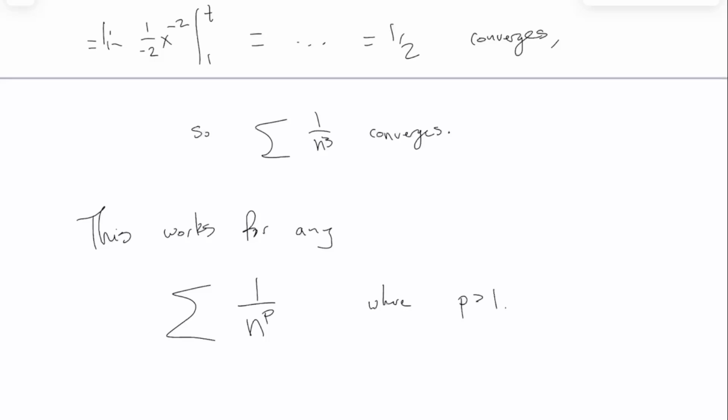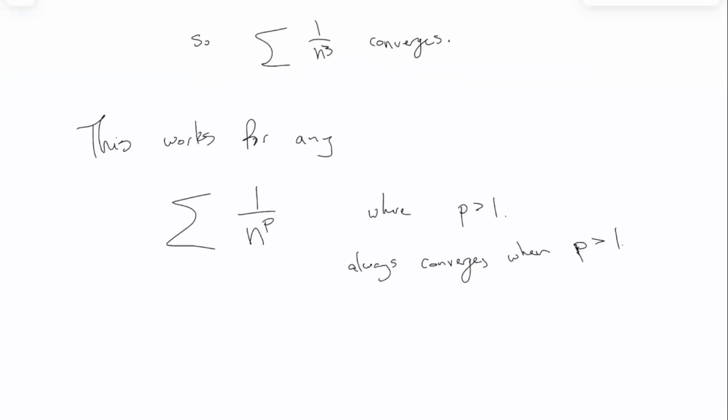But if p is greater than 1, like 1 over n squared or 1 over n cubed or any of the higher powers, these things always converge when p is greater than 1. All right? These are called the p series.